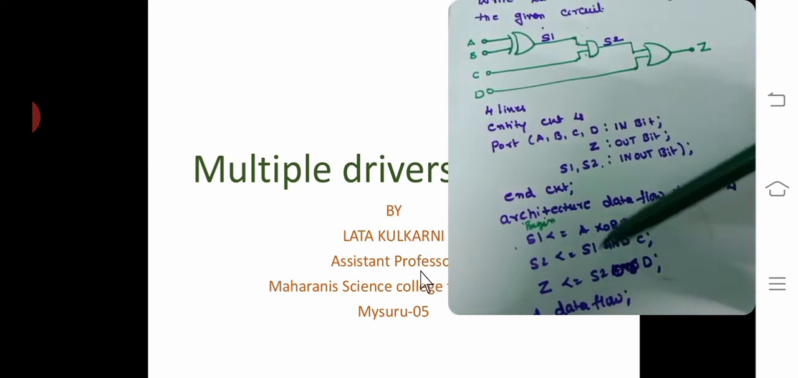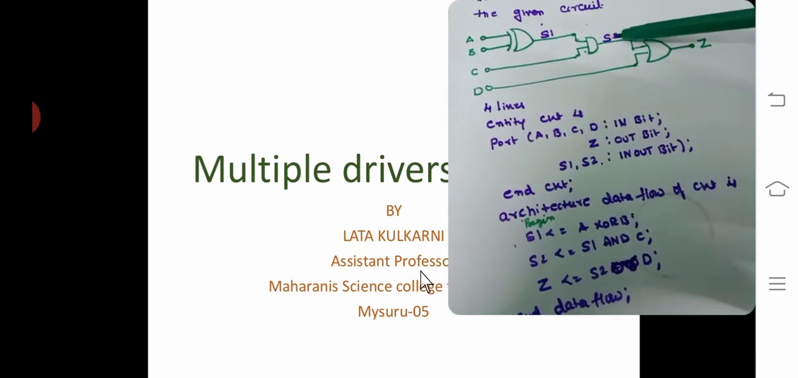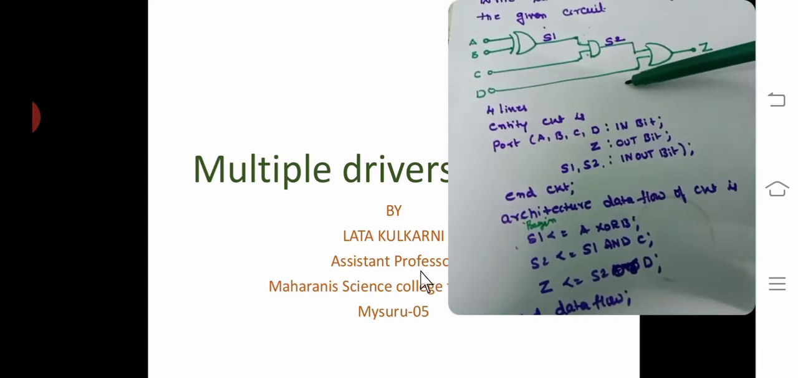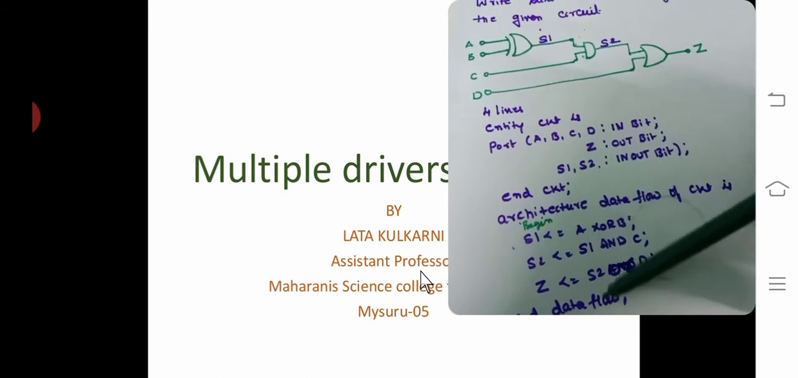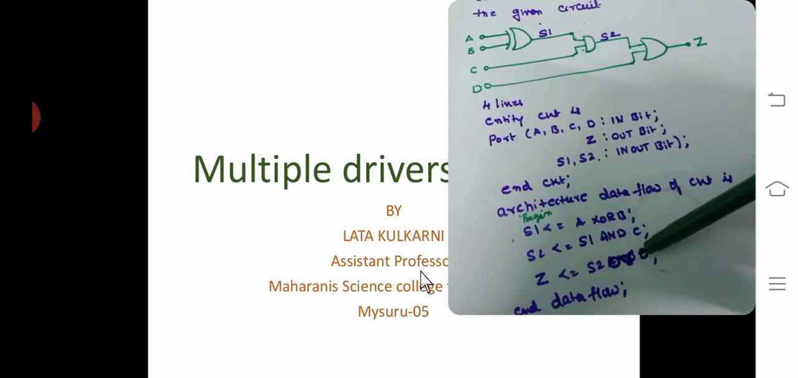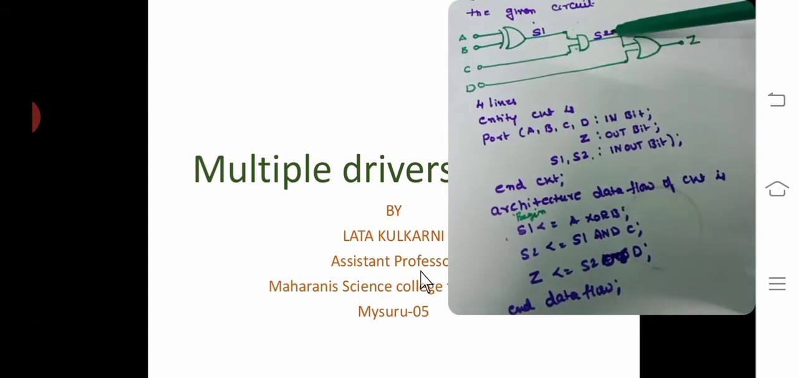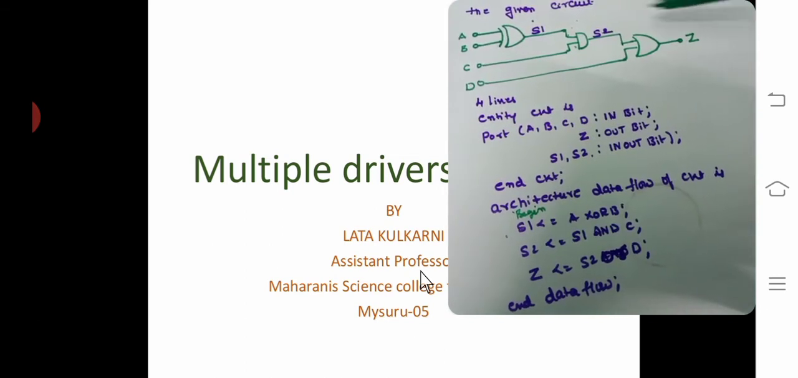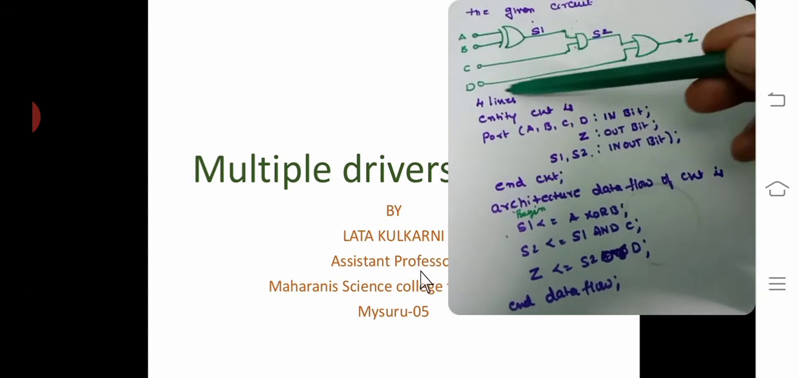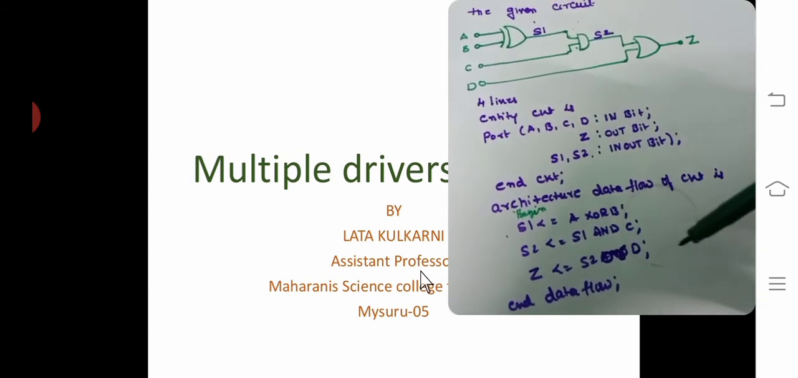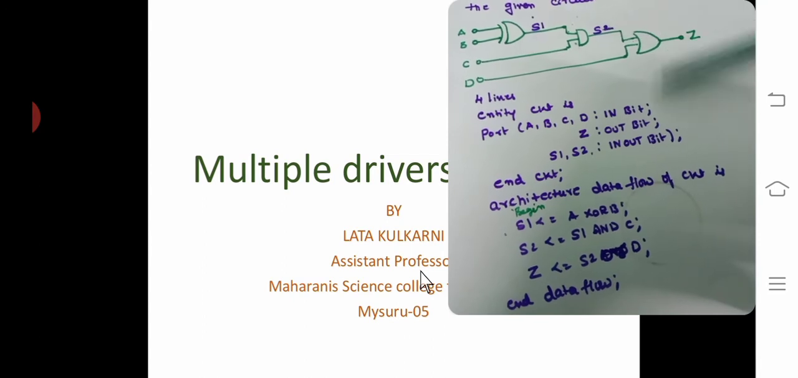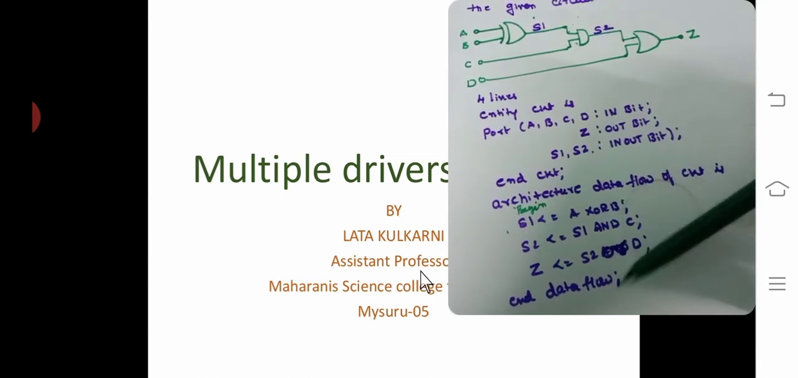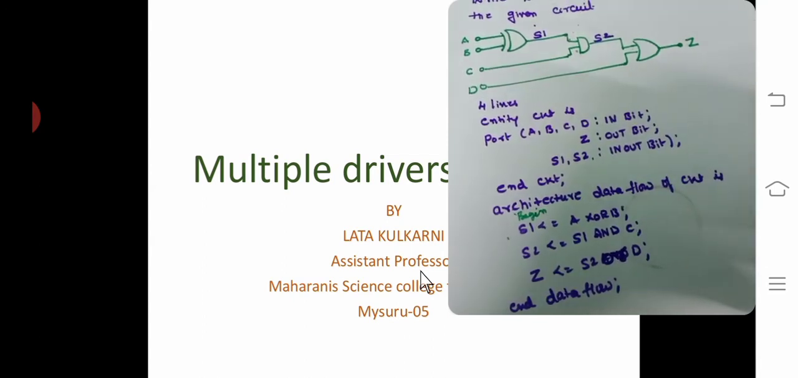Correct? And next, the final output Z. What are the inputs for this one? S2 and D. Sorry, C is for S2. For Z, what do we have to take? S2 is one input and D is the other input. So Z is equal to S2 or D. And then the name of the architecture.